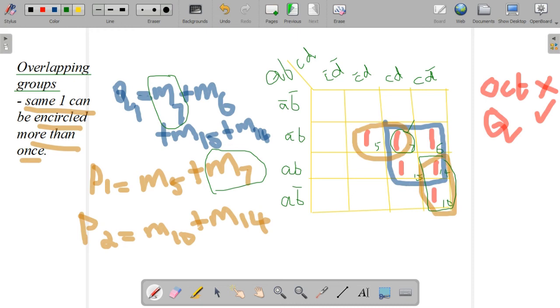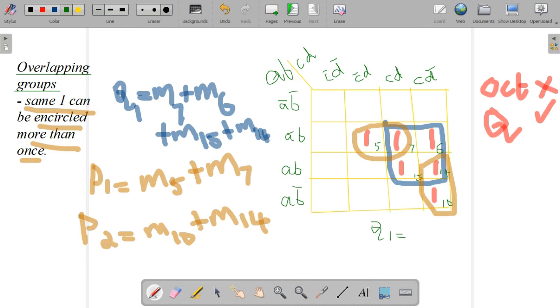The next example, what is the next example here? Is it M14 and M10? So which one is overlapped again? M14 is overlapped, or M14 is encircled twice. So this is the way overlapping groups work. So you know how to reduce this expression.